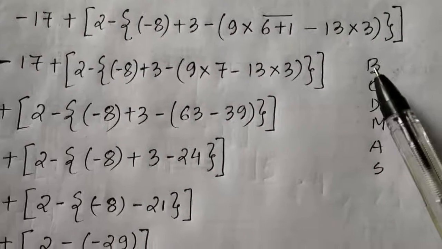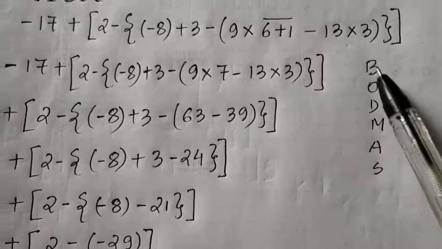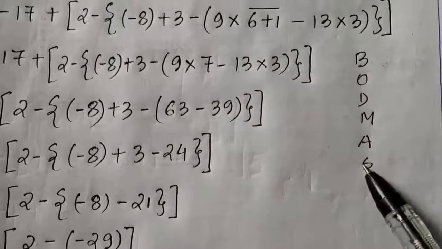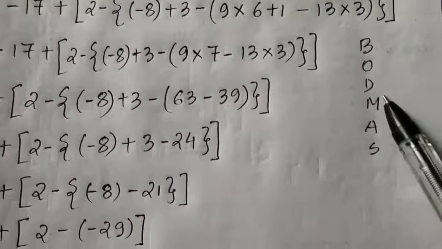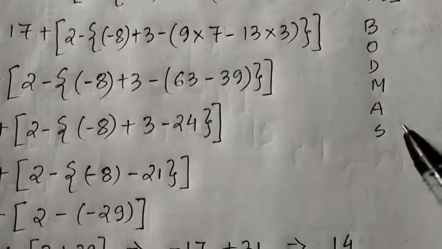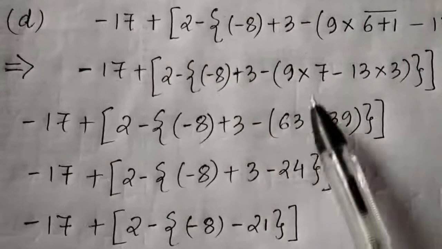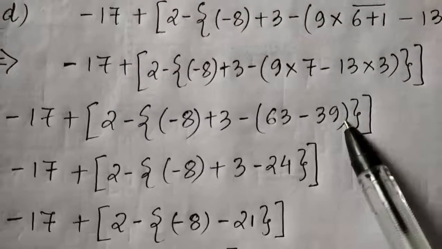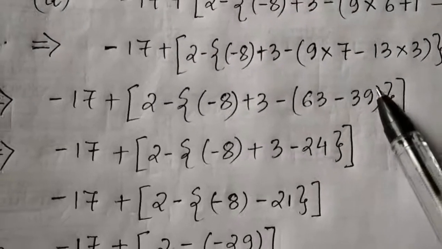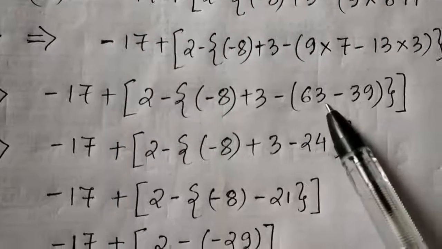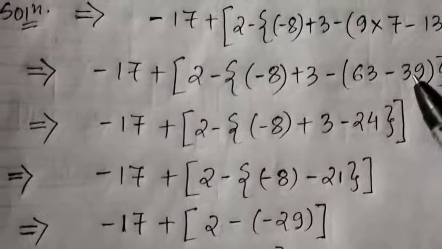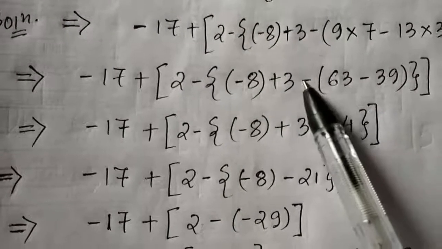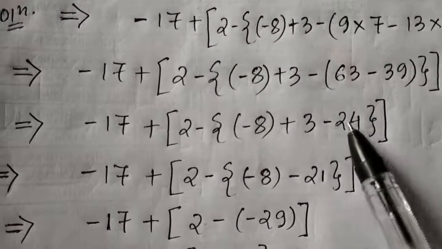Now in the small bracket you have to follow the BODMAS rule. In the BODMAS rule, after bracket we have division, multiplication, and then subtraction. So first we have to do the multiplication and then the subtraction. So 9 into 7 is 63, 13 into 3 is 39. After that we will solve this small bracket. So 63 minus 39, we are getting 24. Okay, after this the minus is already there, so this minus will go with the 24.